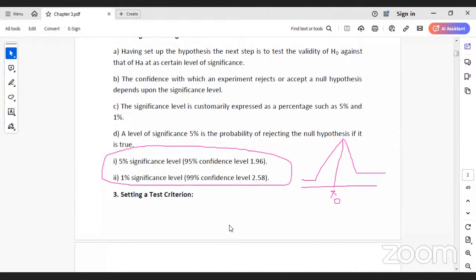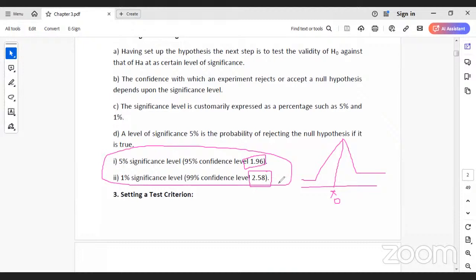When you are calculating the problem, if in the given question LOS 5 percent is given, you have to consider 1.96. This is the critical value. 1.96 is the critical value for 5 percent and 2.58 is the critical value for 1 percent. You have to remember these values, otherwise you are going to lose marks.